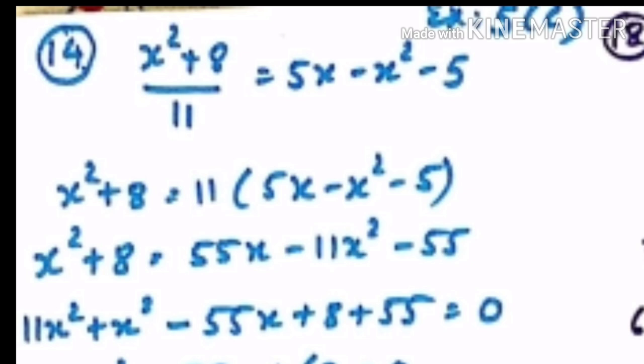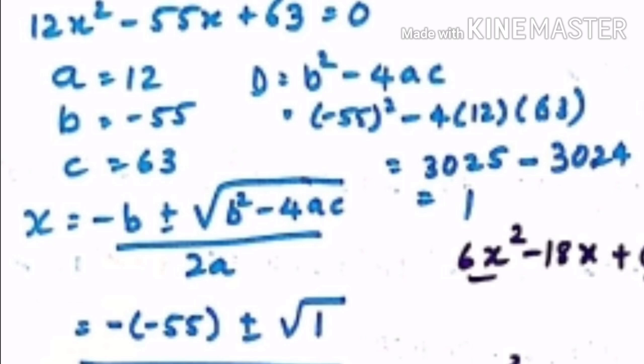And then taking all of them to one side, and like term with like term, we have to simplify it properly and get our standard form of quadratic equation, that is 12x square minus 55x plus 63 is equal to 0. Now you have to compare it with ax square plus bx plus c. So now a is equal to 12, b is equal to minus 55. Students, take care, you all have to take values with their sign. If it is plus, no problem, but if it is minus, you write minus 55, and c is 63.